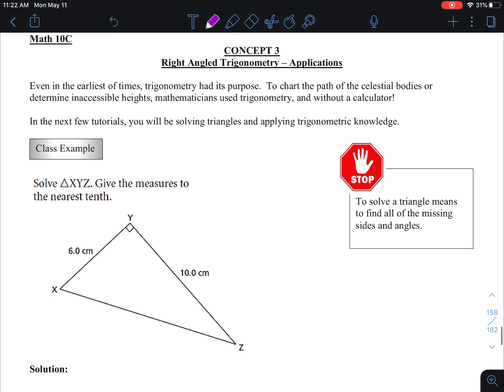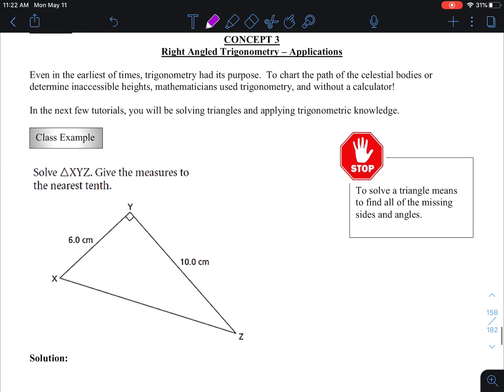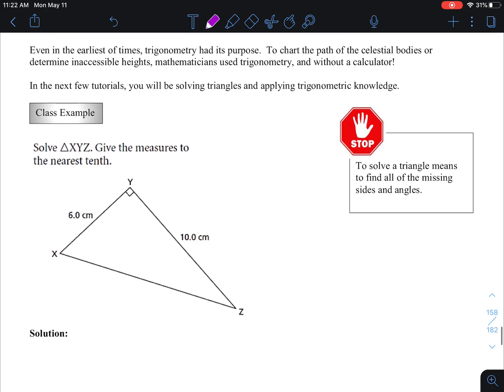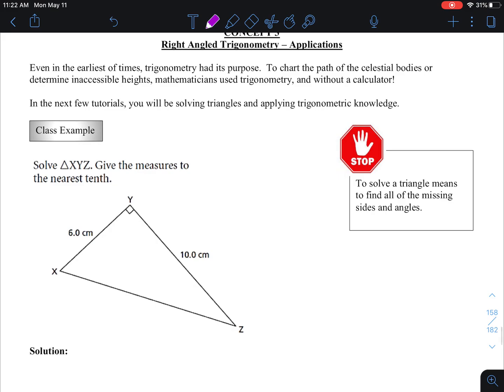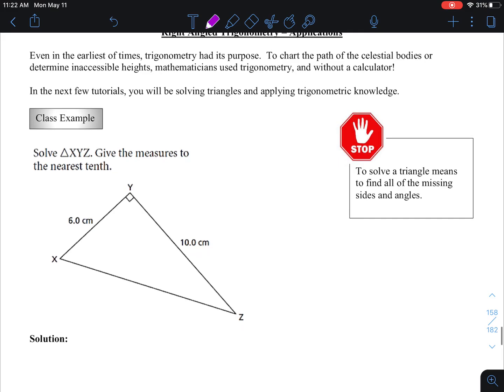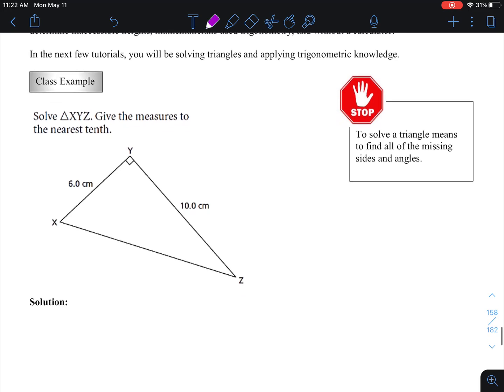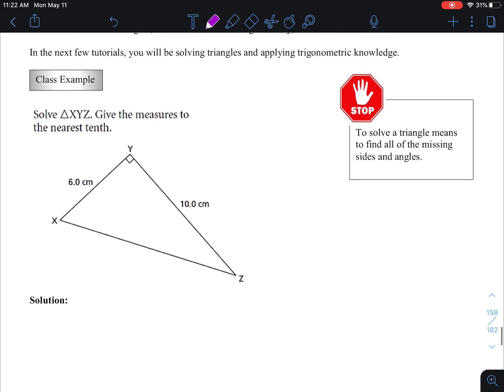So yeah, even in the earliest of times, trigonometry had its purpose to chart the path of celestial bodies or determine inaccessible heights. Mathematicians used trigonometry without a calculator. Yeah, those old guys with the beards are pretty crazy. In the next few tutorials, we're going to be solving triangles and applying trigonometric ratios.